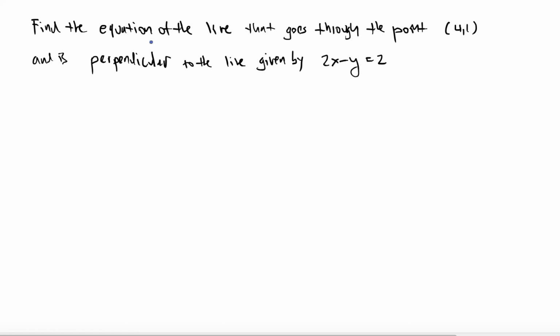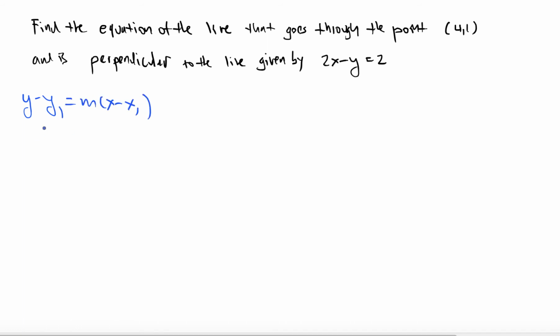All right, so here we want to find the equation of the line that goes through the point (4, 1) and is perpendicular to the line given by this equation: 2x - y = 2. There's a lot going on here, but the main thing to remember is we want to use the point-slope formula and write the equation of the line.